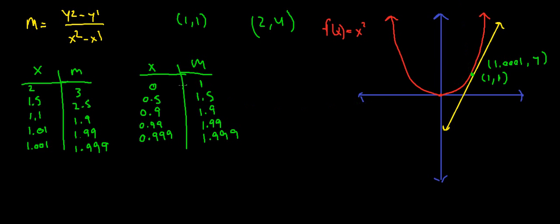And the same thing when I approach from the other side. If I start at 0, I get a slope of 1. If I go to a half, I get a slope of 1.5, 0.9, 1.9, 0.99, 1.99, 0.999, 1.999. So I'm looking at these values, and they seem to be getting closer and closer to 2. While they're not becoming 2, they seem to approach a value of 2, and this is where limits are going to come in the next section.